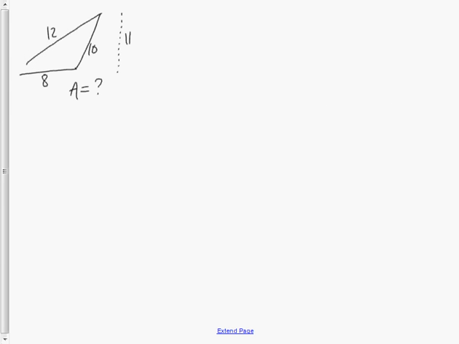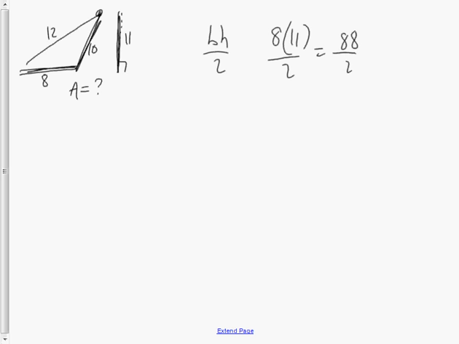Question 3 says, what is the area of this? Well, this is our base, 8. Our base is 8, but the height is the distance perpendicularly from the apex to the base, and it's actually 11. So that would be 88 divided by 2. So the area would be 44 meters squared, or 44 centimeters squared, or 44. If you don't know, usually you say units squared.